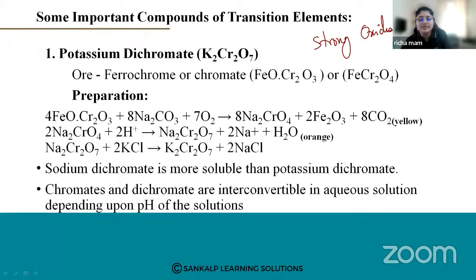Then the third point is that interconversion of chromate to dichromate can be done easily. It is observed that in acidic medium, chromate ion can be converted into dichromate, and in basic medium, dichromate can be converted into chromate. Whatever the interconversion is, it depends on the pH of the solution.